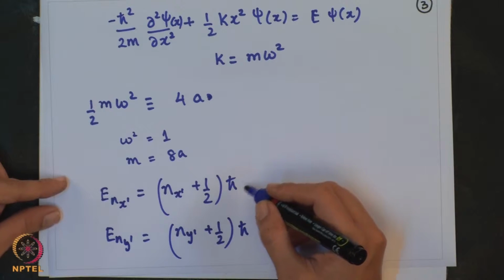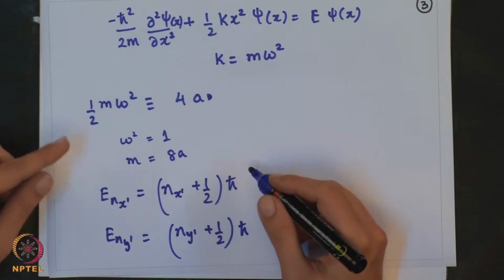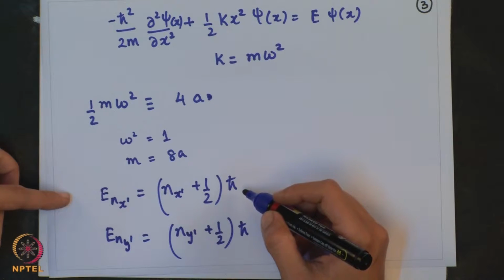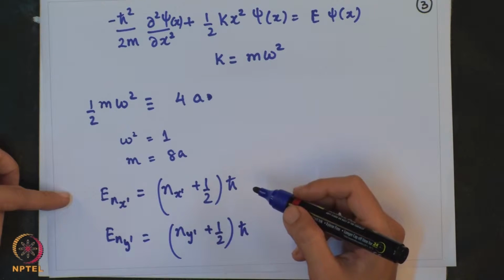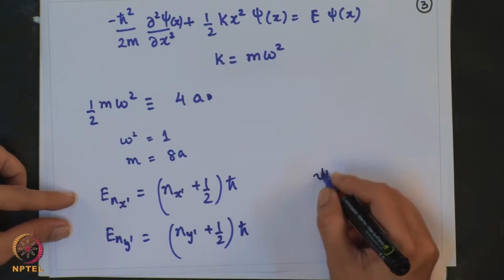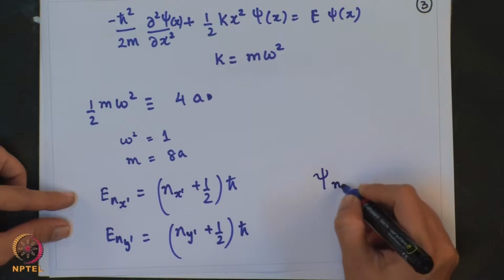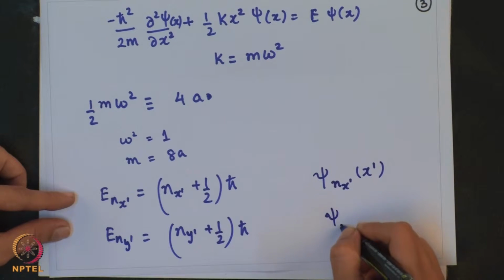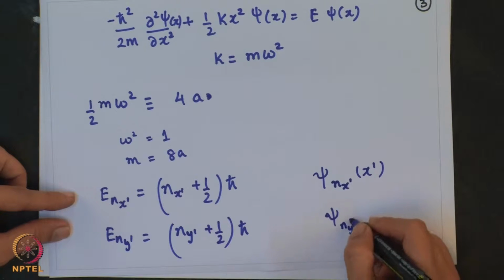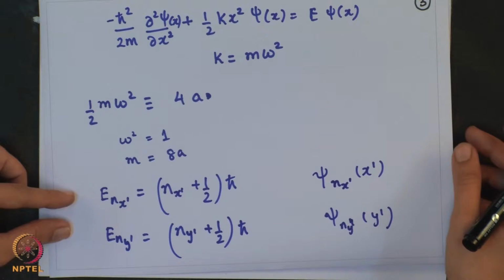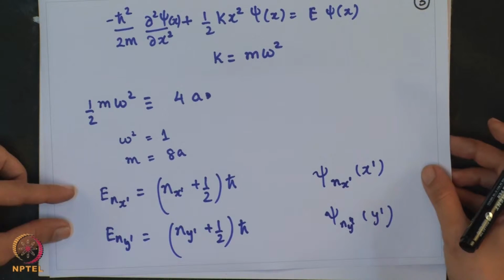And our omega here is 1. If we assume omega to be 1, then this is the expression we obtain. And the corresponding wave function is psi of nx prime, ny prime. These are the corresponding wave functions for this particle.